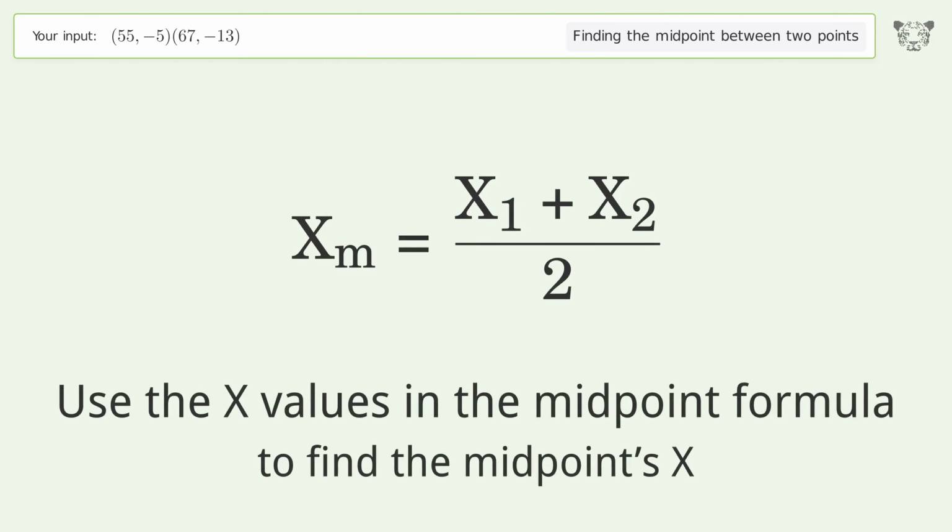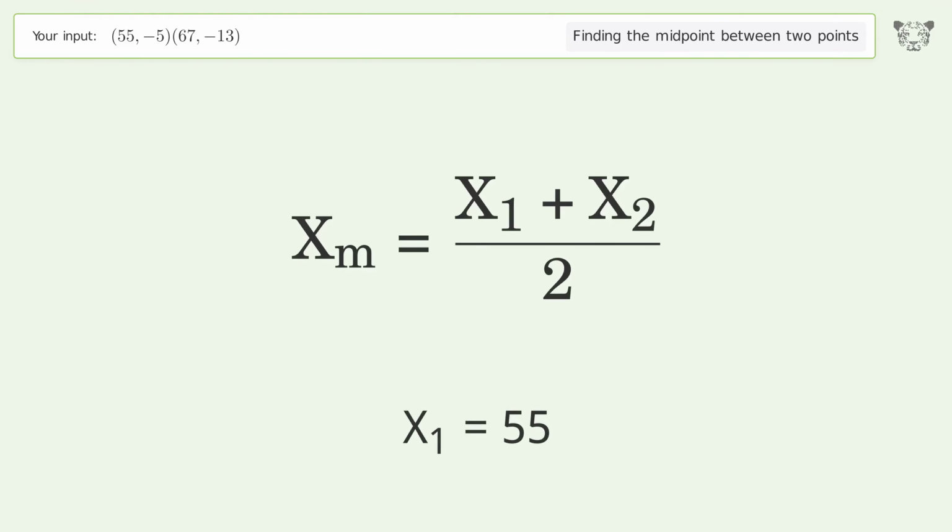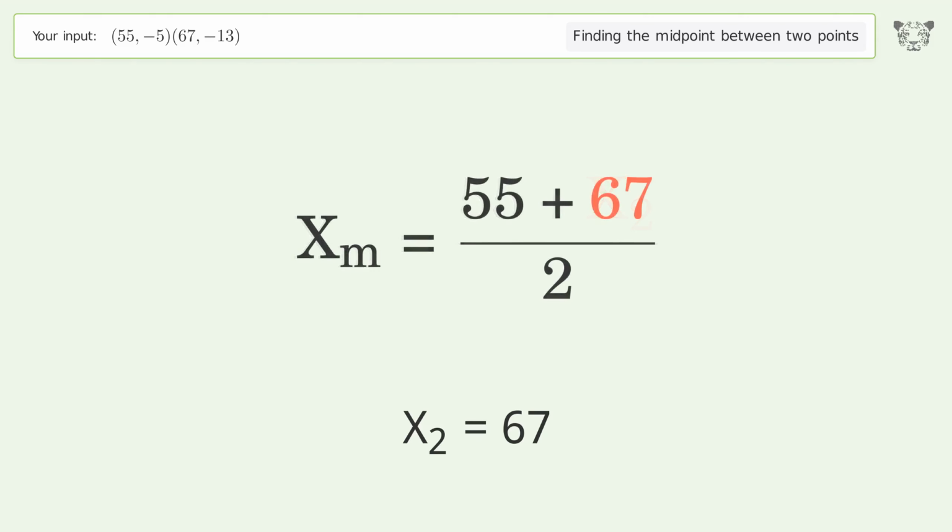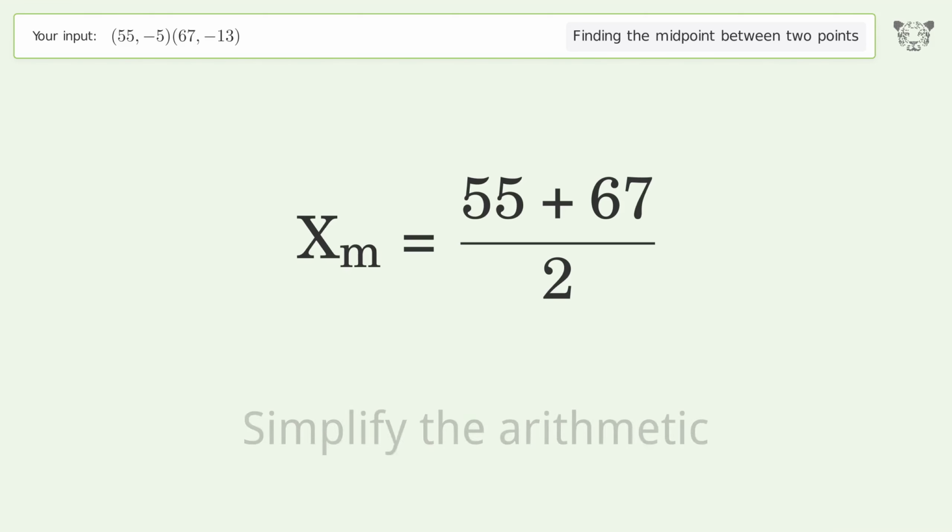Use the x values in the midpoint formula to find the midpoint's x. x1 equals 55. x2 equals 67. Simplify the arithmetic.